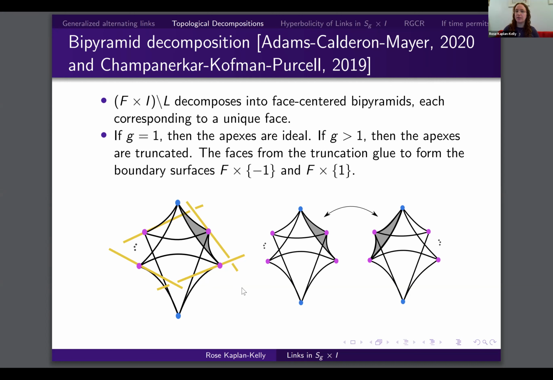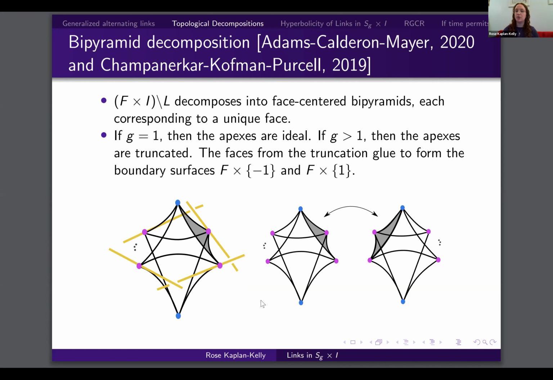If our projection surface is the torus, then the apexes shown in blue here are ideal. If our projection surface has higher genus, then we get ultra-ideal vertices. So this is where we're going to want to truncate. So we get a truncated face above and below. And when we glue all of these bipyramids together, those new boundary faces will glue to form our F cross 1 and F cross negative 1, those two boundary surfaces for the complement of this link in a thickened surface.